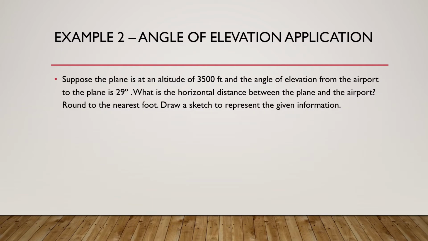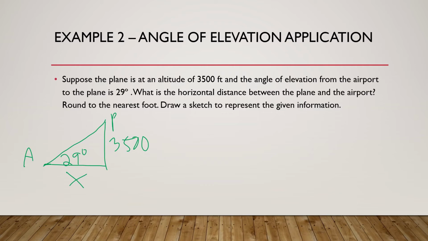All right, so we're going to apply these. A plane is at an altitude of 3,500 feet, and the angle of elevation from the airport to the plane is 29 degrees, and we want to know the horizontal distance. So if we imagine here's our airport, and the plane is at an elevation of 3,500 feet, and here's our plane. You can imagine that this angle of elevation would be 29 degrees. And we want to find that horizontal distance.